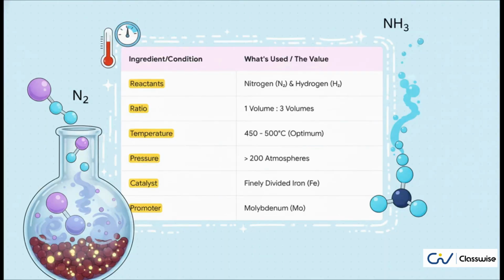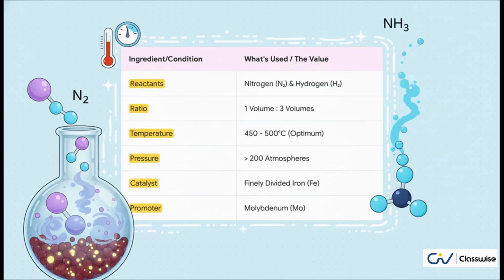Getting this process right is like following a very precise recipe. You start with your reactants, nitrogen gas, which we get from the air, and hydrogen gas. You mix them in a super strict ratio of 1 volume of nitrogen to 3 volumes of hydrogen.